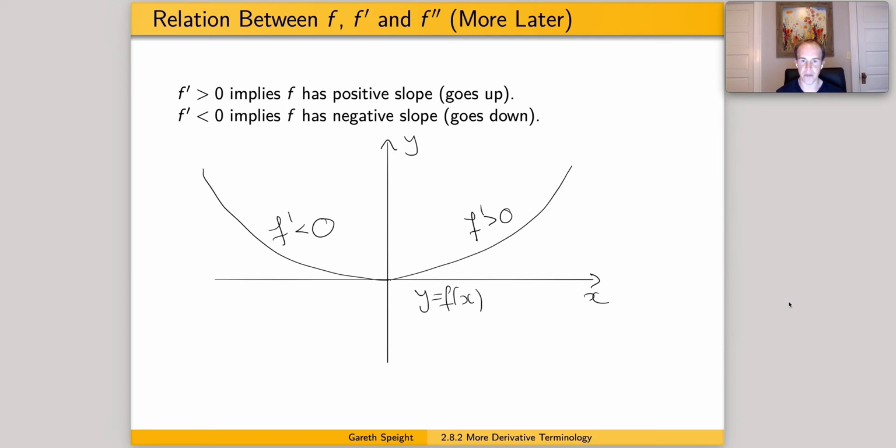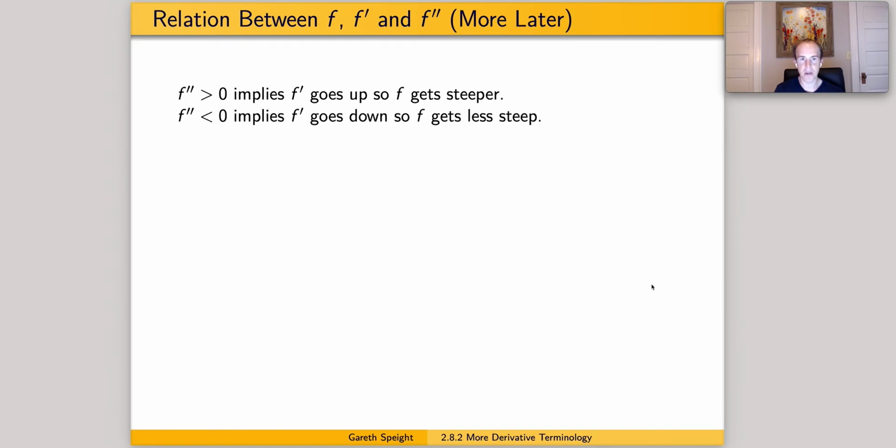So here is a very crude picture. For instance, it looks like the graph of x squared. On the right side, the derivative is positive and the graph is going up, and on the left side, the derivative is negative, so as we move to the right, the graph is going down. So nothing too surprising. Maybe a little more tricky is the second derivative.